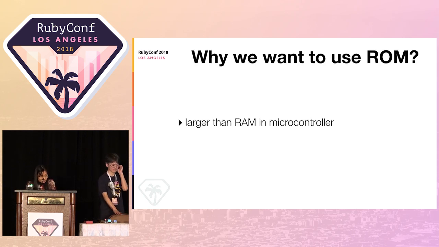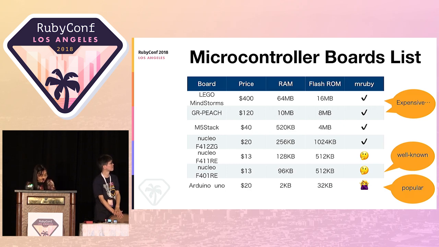But why are we focusing on ROM? The first reason is that ROM can store more data than RAM. In a microcontroller, ROM capacity is usually larger than RAM capacity, especially in chip boards. This is a list of microcontrollers that we have used. The last item, Arduino Uno, was included just as a comparison. Arduino Uno is too small to use normal mruby. On the other boards, we have tried to use mruby. As you can see from this table, the lower the price, the smaller the RAM capacity. And except for expensive boards, you can see that the capacity of flash ROM is larger than the capacity of RAM.